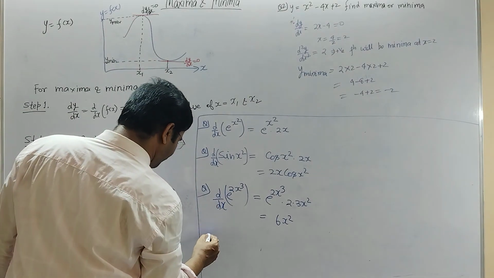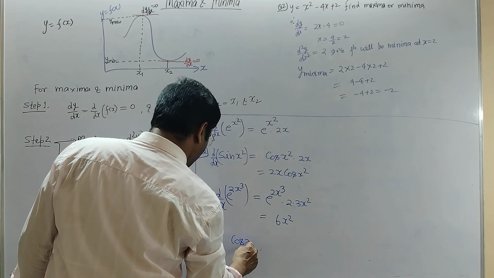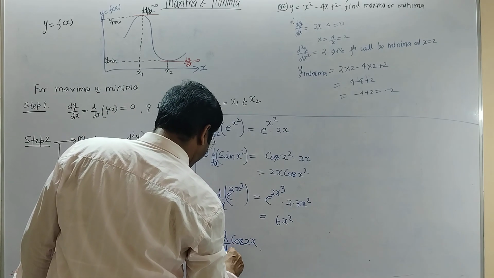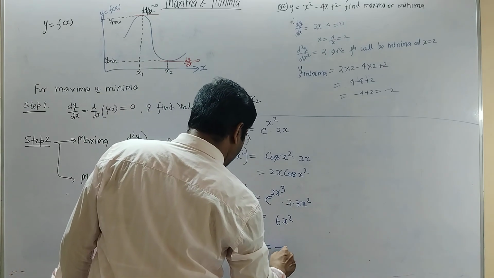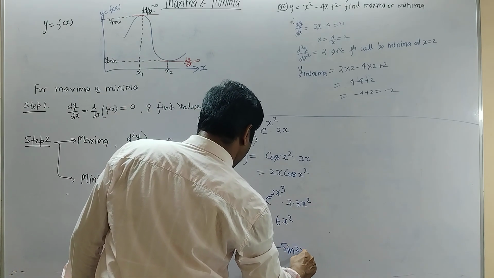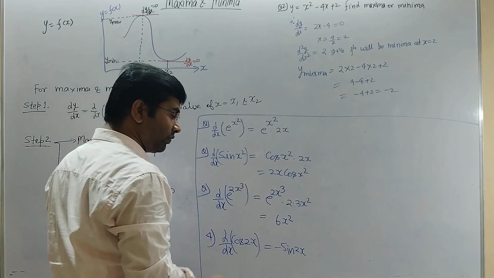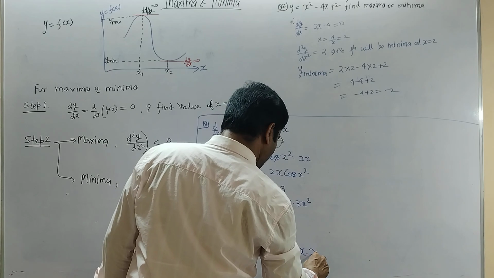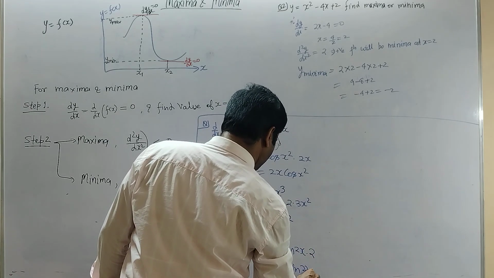Next, if I am saying differentiate cos 2x, okay, so here it will be cos minus sine 2x, but there is something other than x, we have to differentiate it once again. So here 2. So answer will be minus 2 sine 2x. Okay.